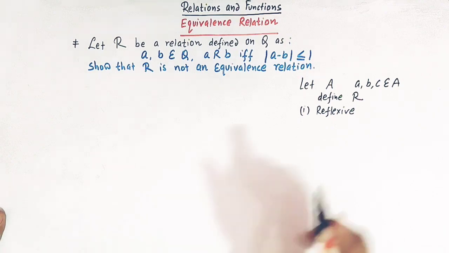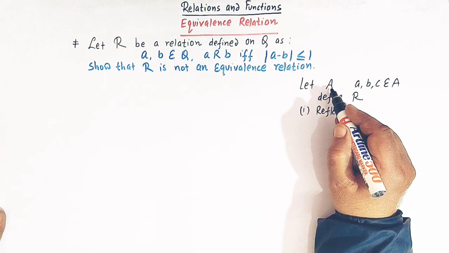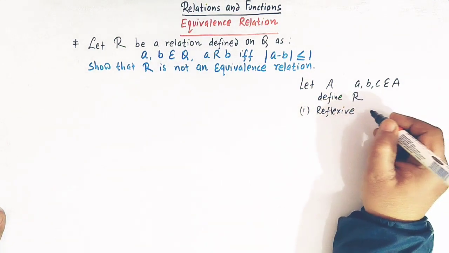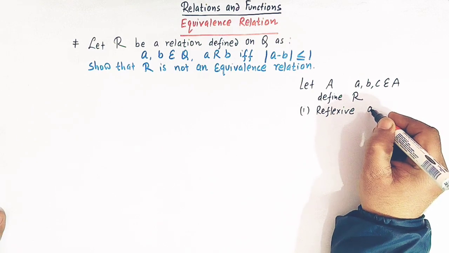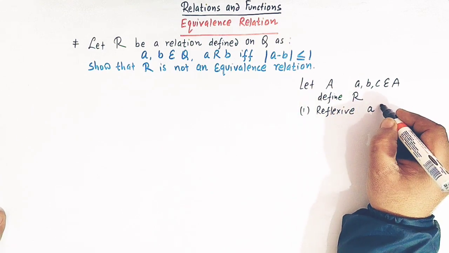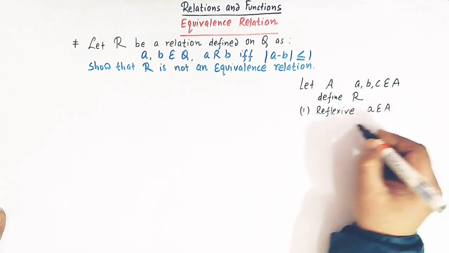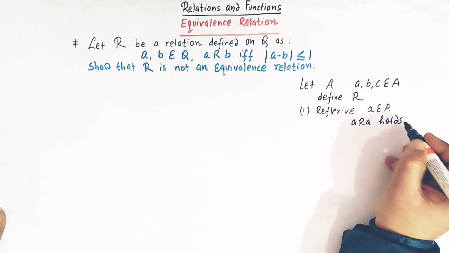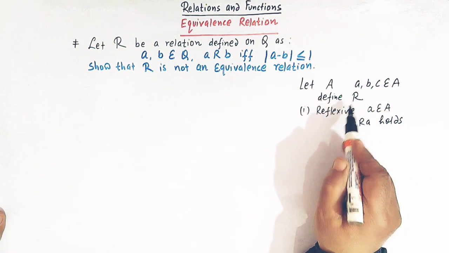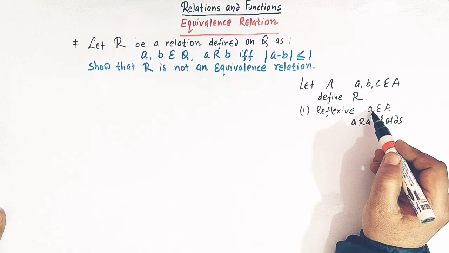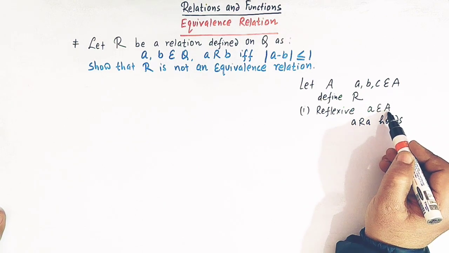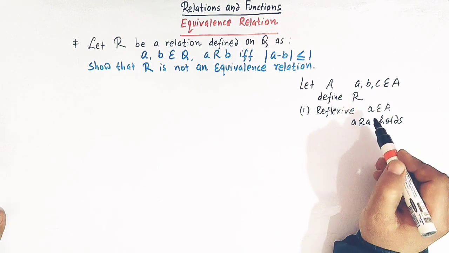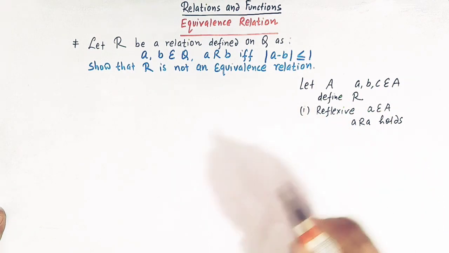So the relation R, which is defined on this set A, is said to be a reflexive relation if for each element A belonging to this set A, A related to A holds. So it means each element is related to itself.